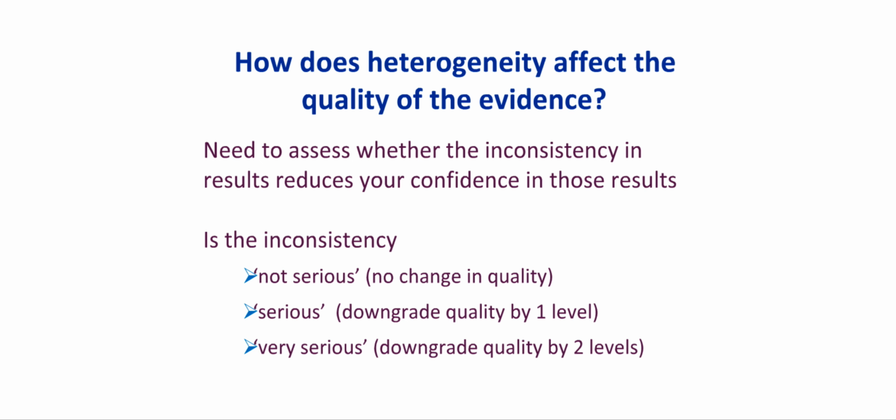The judgments that we make are the following. Is the inconsistency not serious, which leads to no change in the grading of the quality of the evidence? Is the inconsistency serious and cannot be explained? Then we downgrade the quality by one level. Or is the inconsistency very serious and cannot be explained? Then we downgrade the quality by 2 levels.